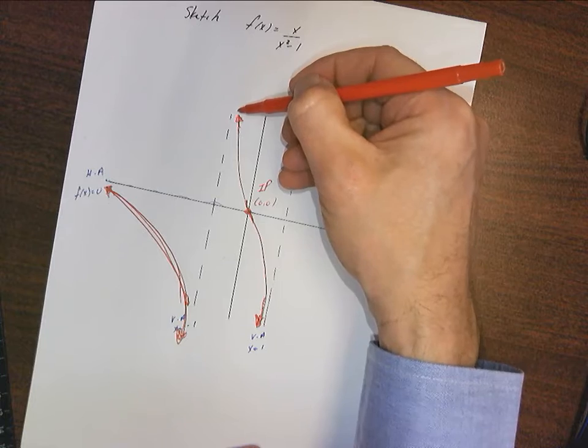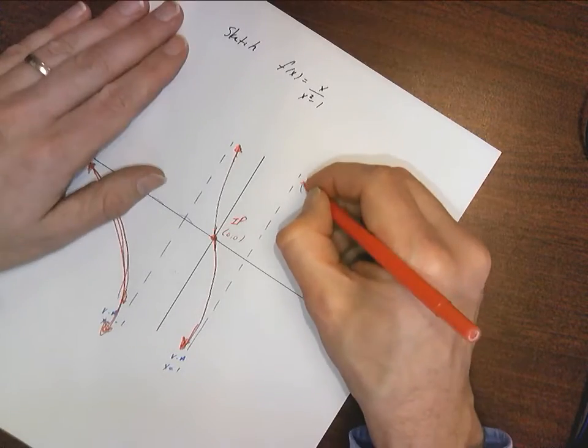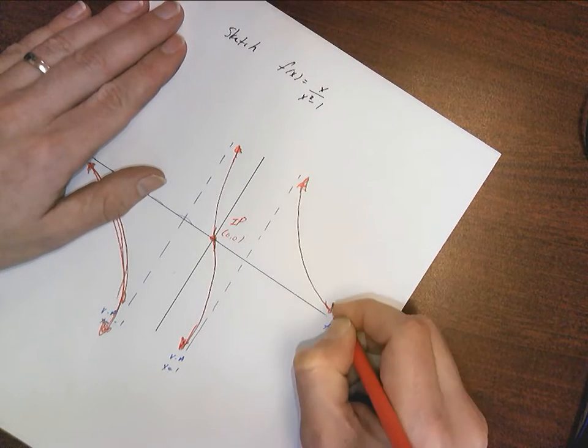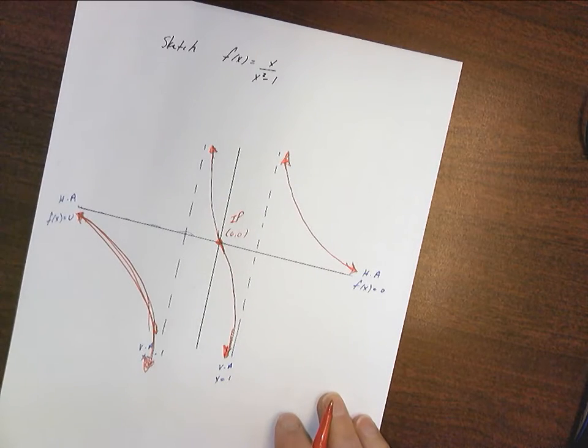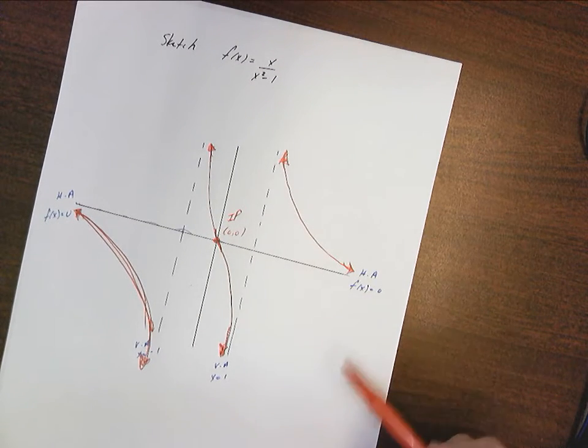And I'm concave up from -1 to 0, and I'm concave down from 0 to 1. And finally, I'm seeing a curve that looks like this, which again is decreasing everywhere, and it's concave up from +1 to infinity.